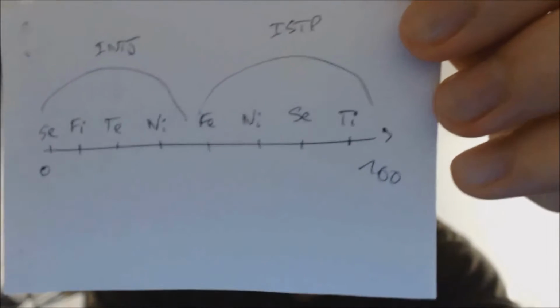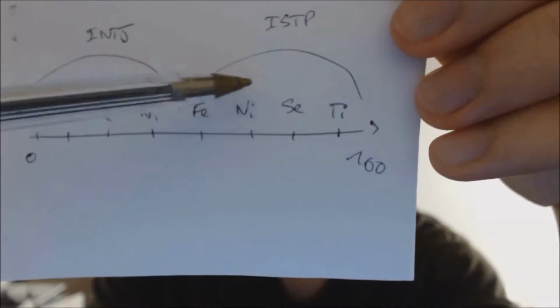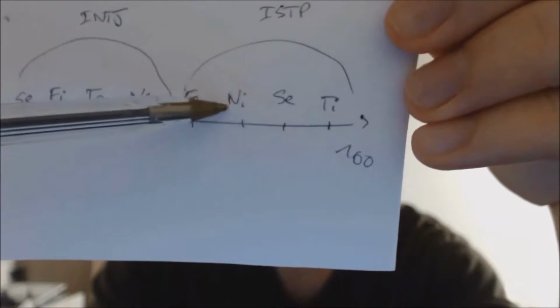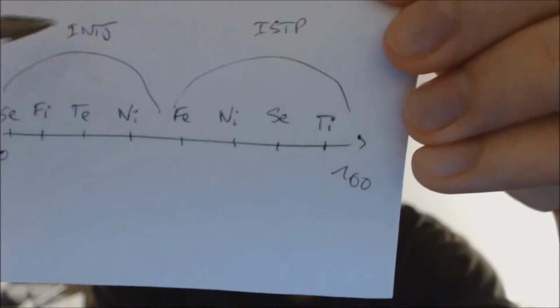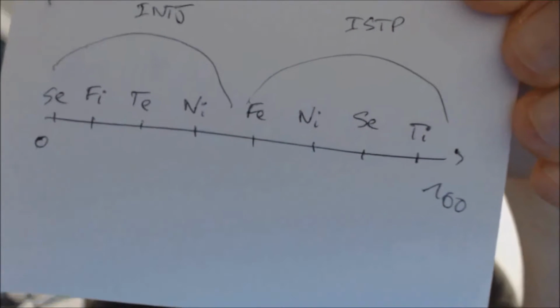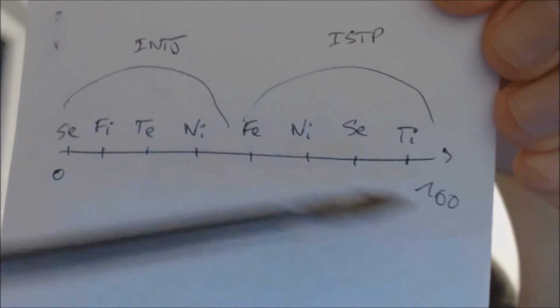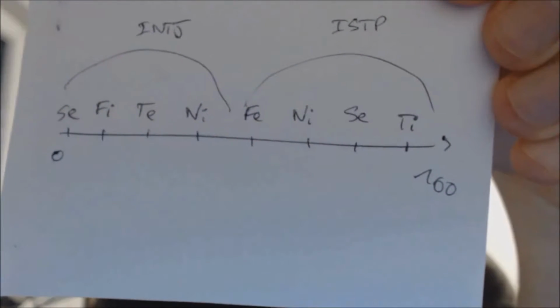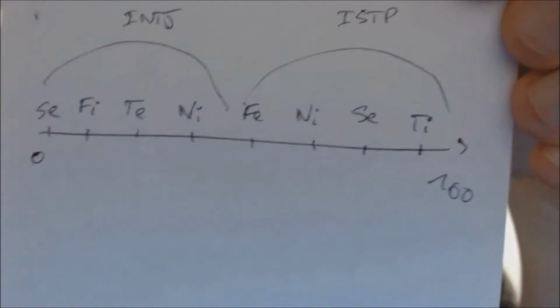So as you can see, this ISTP has a better third function than this INTJ's first function. And this is a scale from 0 to 100 in terms of strength of the function. So I have an example to demonstrate this.